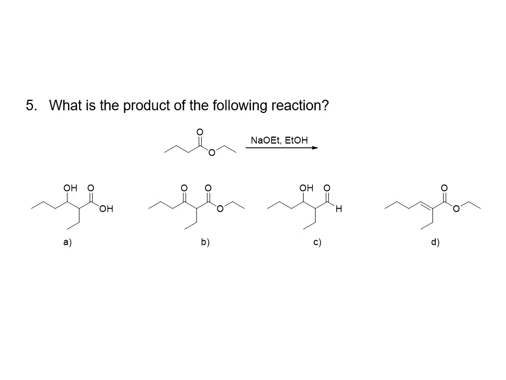Question number 5. What is the product of the following reaction? And hopefully you can recognize this reaction as a Claisen condensation. So it's Claisen condensation of an ester, and Claisen condensation again gives a beta ketoester, and only B is a beta ketoester, so that's the correct answer. Again, as an exercise, you should write down the mechanism and convince yourself that this is indeed the answer.